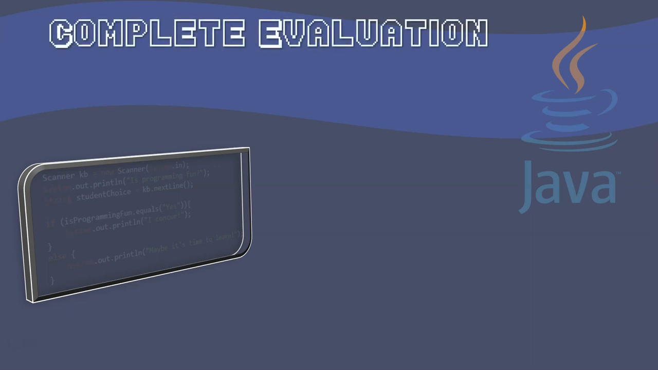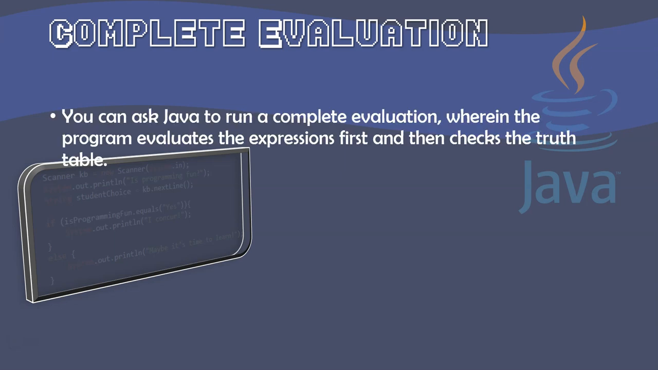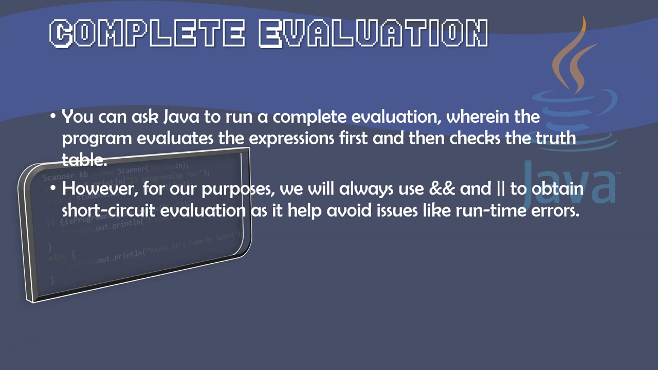Now, the other side of the coin is complete evaluation. This is when you want Java to look at a full expression. We can ask Java to do a complete evaluation wherein the program evaluates the expressions first and then checks the truth table. However, for our purposes, we're always going to use compound expressions using and or to obtain short circuit evaluation, as it is very helpful to avoid issues like runtime errors, like we mentioned, like divide by 0.